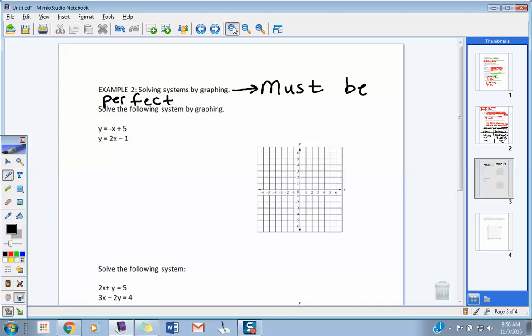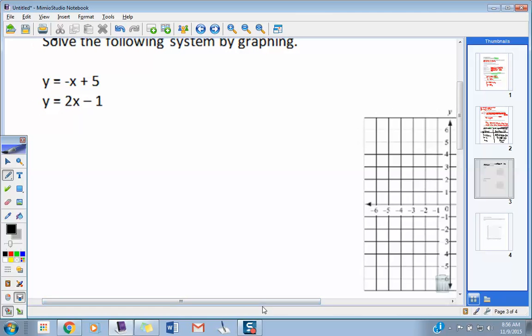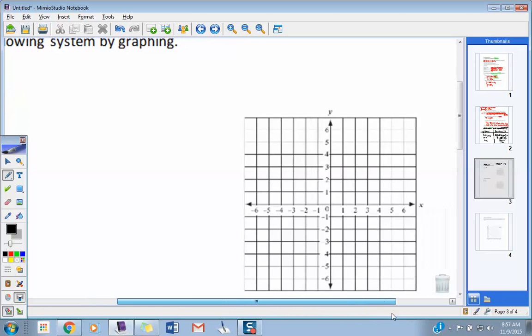Here's what I'm talking about, graphs being perfect. In this equation right here, what's the y-intercept? 5, and then the slope? Be careful on this. -1. So for this first line, we'll do it in black. First thing I want to do, start your y-intercept at 5.